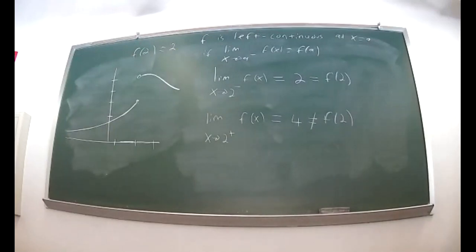So in the schematic picture that I've drawn, you've got a function that is left continuous at x equals 2, but is not right continuous at x equals 2, because the right-hand limit being equal to 4 is not equal to the value of the function.